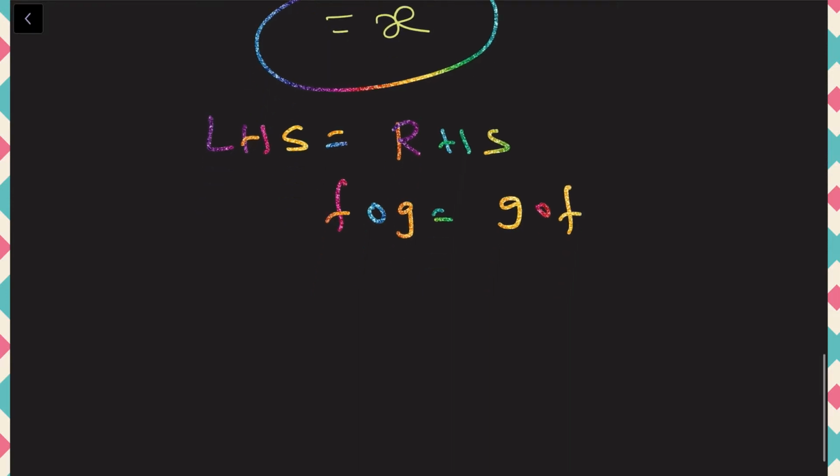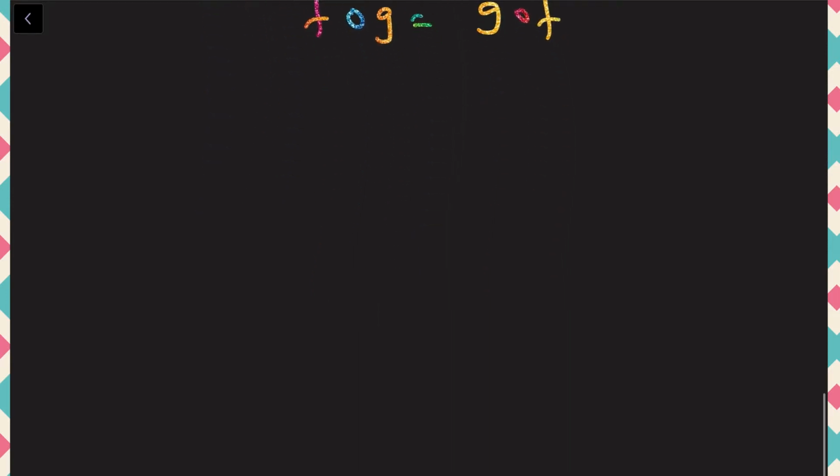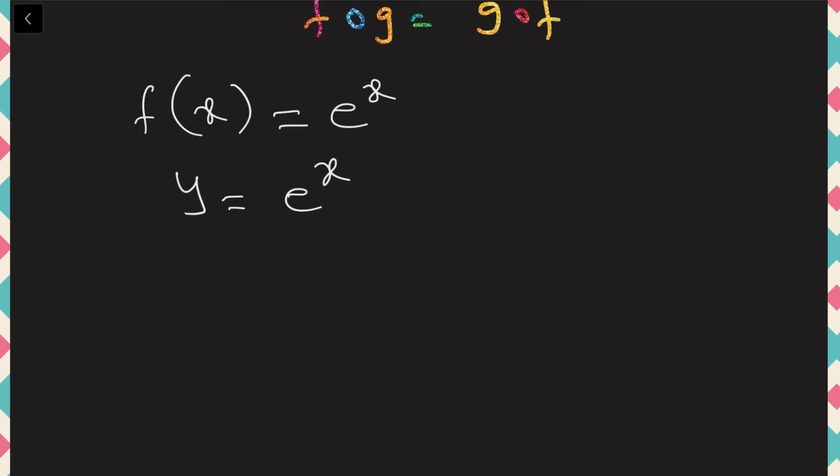Then they are asking to find the inverses of those functions also. f of x is given as e power x. First thing we need to do is replace f of x with y. y is equal to e power x. Now we need to convert this exponential form to logarithmic form. It's very simple: log y base e is equal to x. We are converting the exponential form to logarithmic form just to get the x value. Now we got x as log y base e.